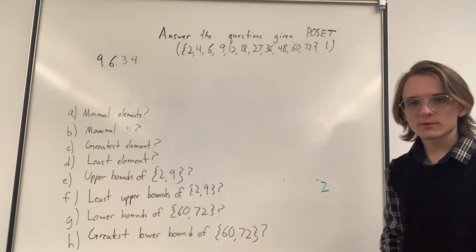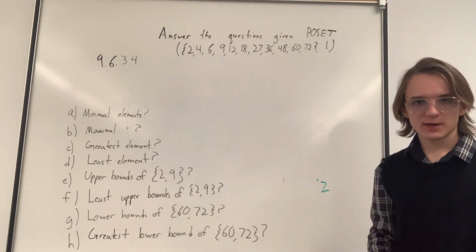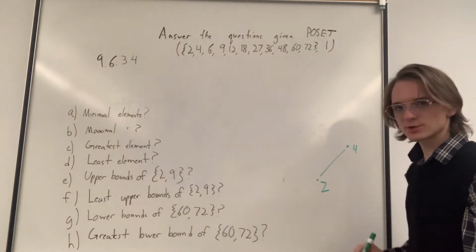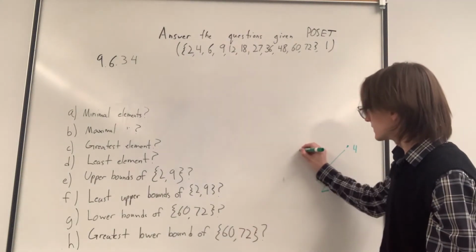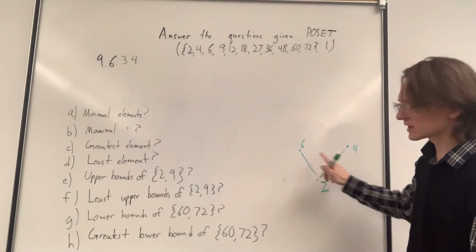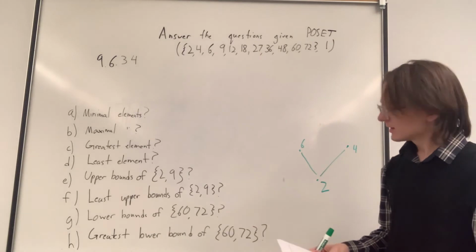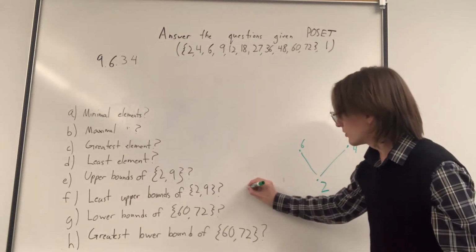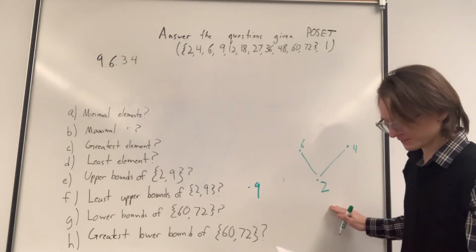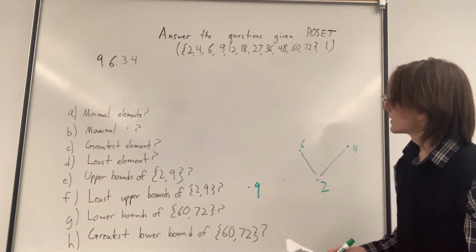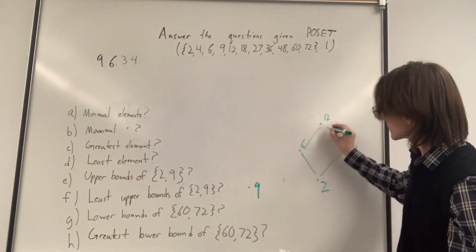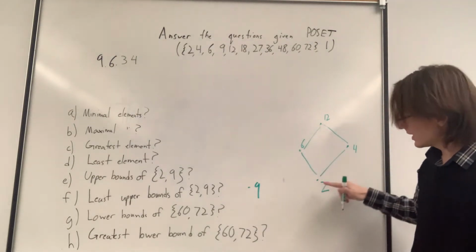Next, we look at 4. 4 is divisible by 2, so we draw 4 on the next level with an edge to 2. 6 is divisible by 2, but it is not divisible by 4, so we don't draw an edge from 6 to 4. Next, 9 is not divisible by any of these, so it's on its own at the very bottom on the same level as 2. 12 is divisible by both 6, 4, as well as 2.